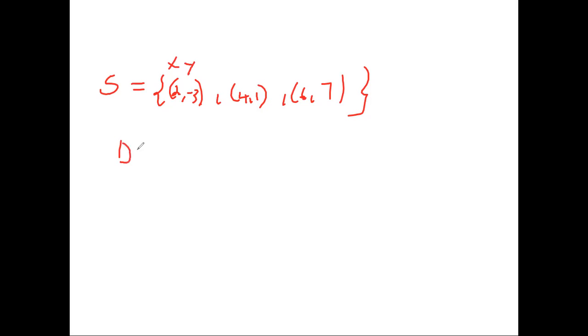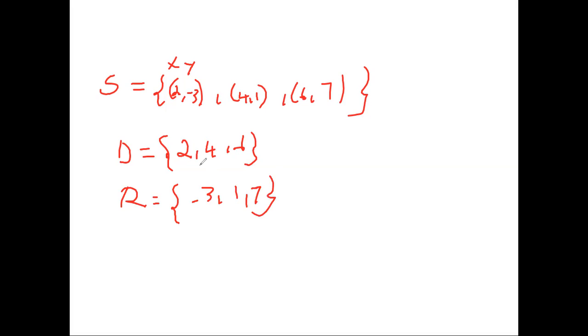So the domain is basically the first number of each pair. First number of each pair: 2, 4, and 6. And you arrange these from the smallest to the highest. The range is basically the second value. That would be -3, 1, and 7. That's it. So basically, that's the domain and range of this set.